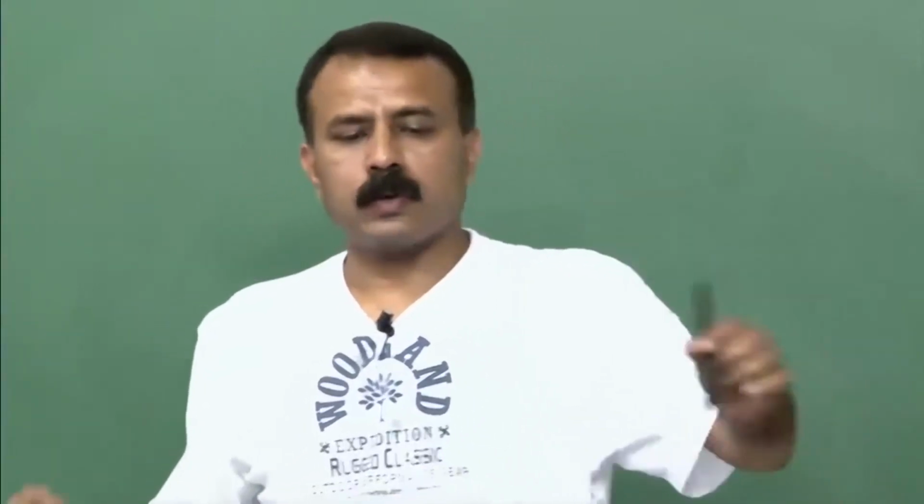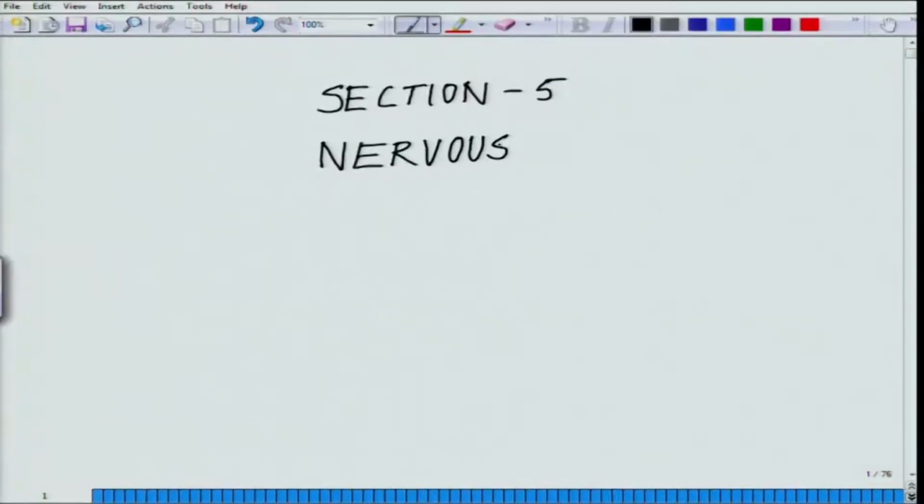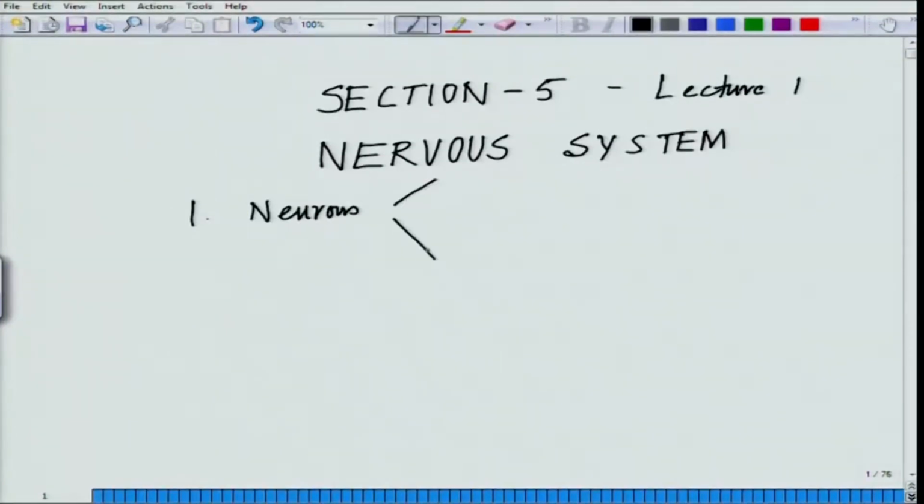So, let us start with our section 5. So, this is where we are now. We are in section 5, which is the nervous system. So, this is the first lecture of section 5, lecture 1, nervous system. So, in this class our major goal will be to start off with the neurons. So, I was trying to tell you neurons and the structure and classification of neurons.